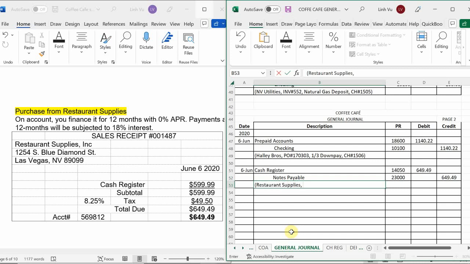It's up to you if you want to put your account information here. It's unnecessary because you could do that in the actual subsidiary ledger. But you can go ahead and put in that you paid on an account. You could finance it for 12 months, whatever you want to put here. But you just want to make sure that you have the proof of transaction here, which is the sales receipt number.